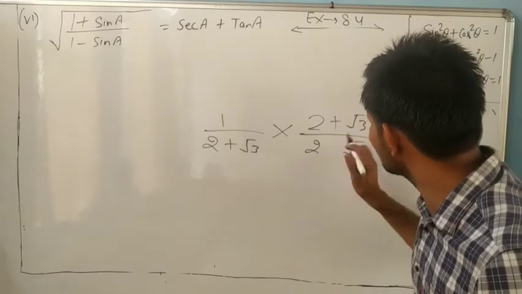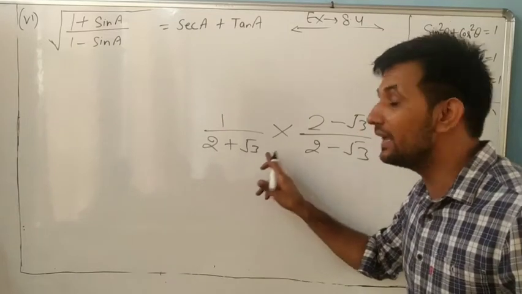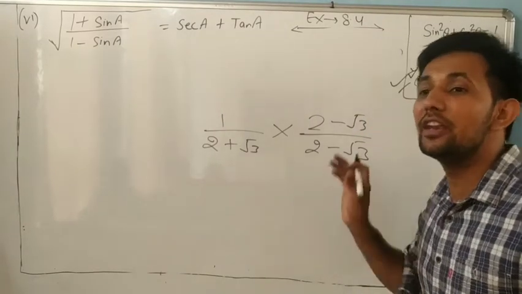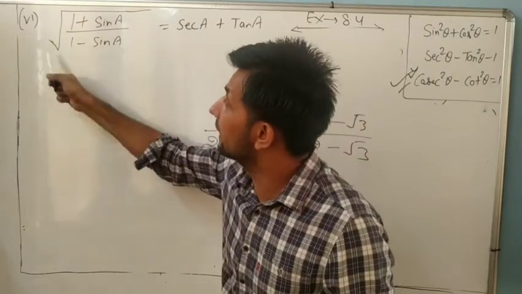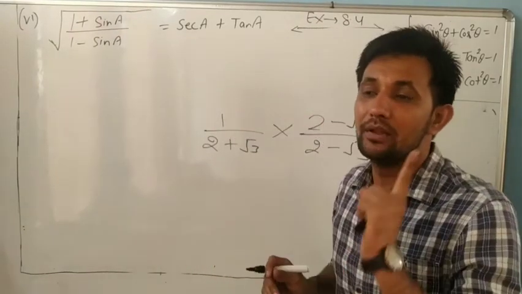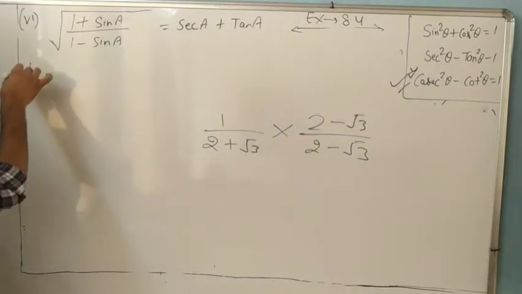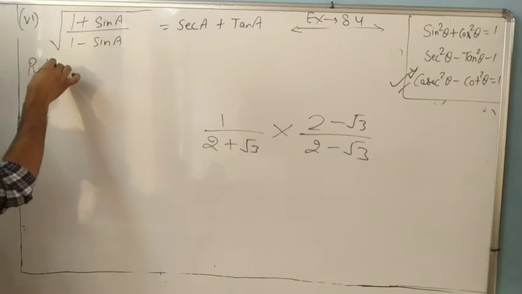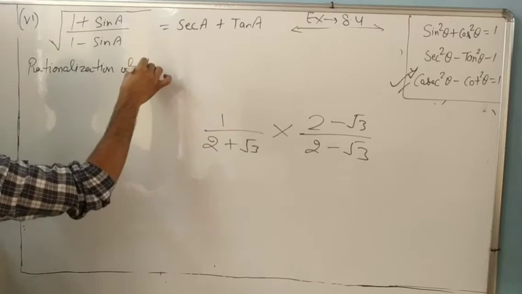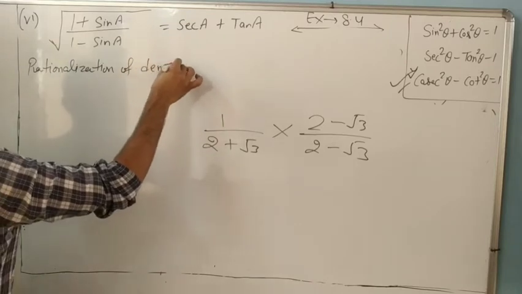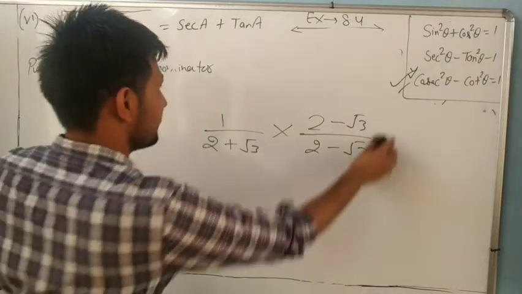But if we change the sign, the formula becomes a plus b and a minus b, and it is very useful. Okay dear. So whenever a root sign is given, what will we do? First step, rationalization of denominator. In 9th class we have already learned this.